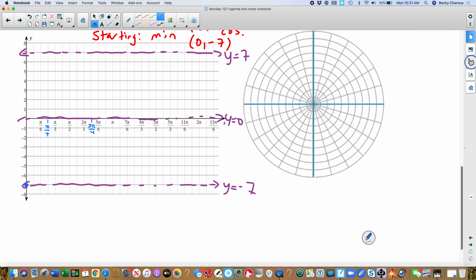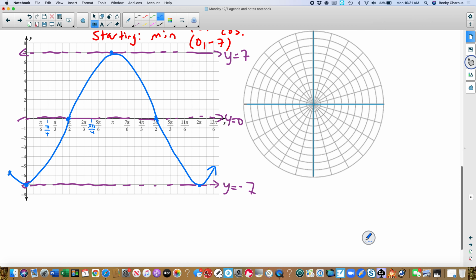and if we start at a minimum, we can only go up from there. Right, and so we're going to be at pi over 2, 0, pi, 7, 3 pi over 2, 0, 2 pi, negative 7. Right, and now I'm going to try to sketch this as best I can. Put arrows on the ends because it continues.